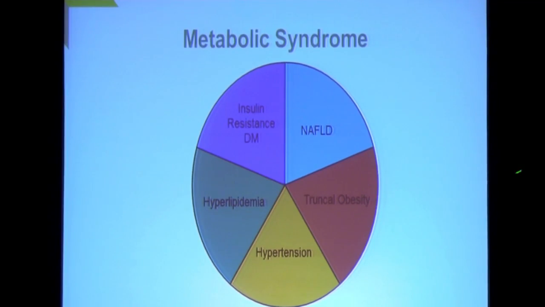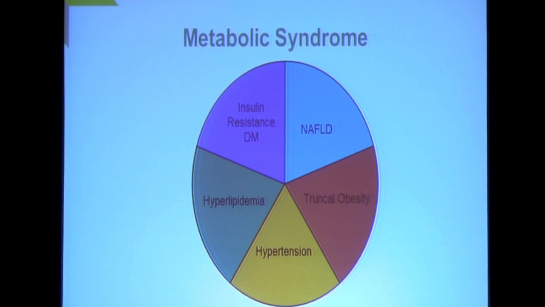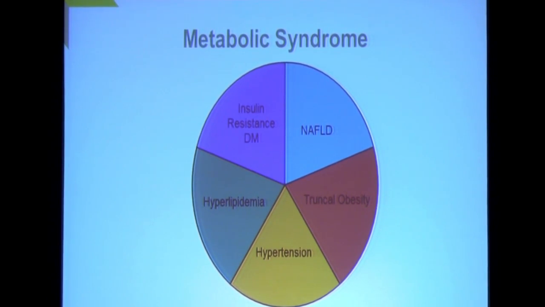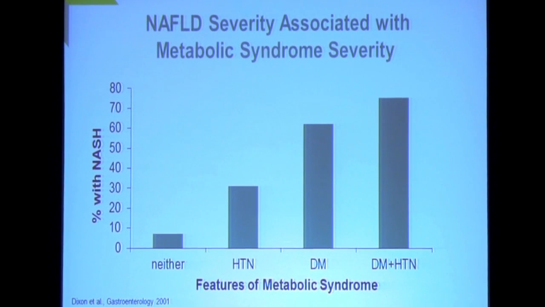And now we know that fatty liver has joined the components of the metabolic syndrome, together with insulin resistance or diabetes mellitus, hyperlipidemia, hypertension, and truncal obesity, and NAFLD. So the more components of the metabolic syndrome in any given patient, the more advanced the liver disease, as we will see here. This study by Dr. Dixon shows the percentage of NASH, and we see that patients without any components of the metabolic syndrome have a very low prevalence of NASH, but as they develop hypertension, for example, the risk for NASH goes up, diabetes goes higher, and if they have both, you can see they have a high prevalence of non-alcoholic steatohepatitis.